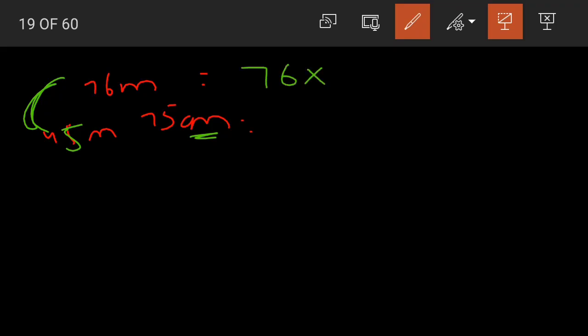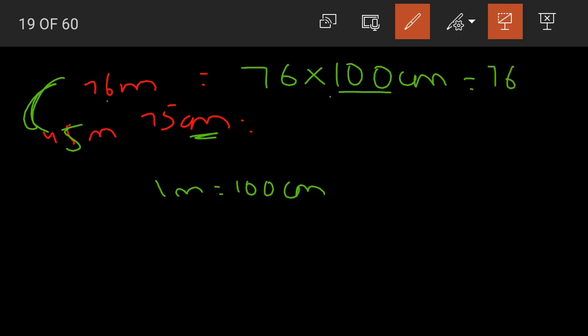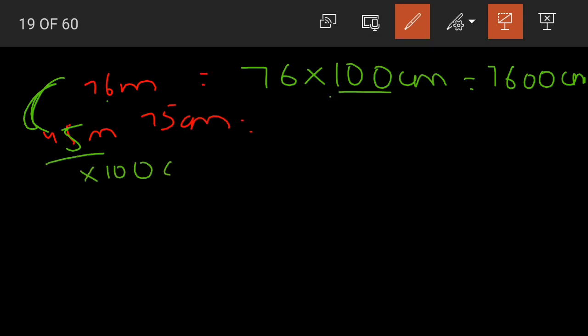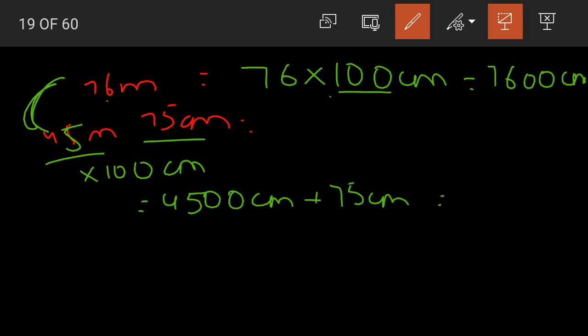So that would be 76 into 100 centimeters. Why 100? 1 meter is equal to 100 centimeters. So 76 into 100 centimeters is equal to 7600 centimeters. Then coming to our second term, 45 into 100 centimeters is equal to 4500 centimeters, plus we already have 75 centimeters, that is equal to 4575 centimeters.